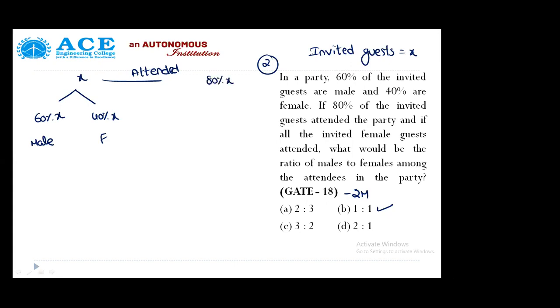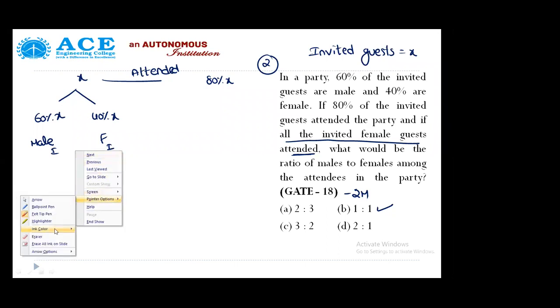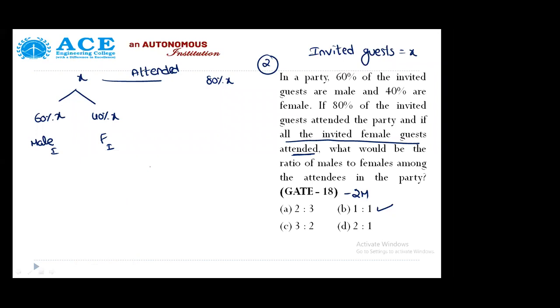Now if we just see the question, all the invited female guests attended. This is what important thing. Generally, if you think practical situation also, invited people all, they may not attend the party due to various reasons. If you are invited 100 people, they may attend 60, 70, 80 likewise. Here, all females invited are attended. So how many females invited is 40, attended is also 40, my dear friends. 40% of X.